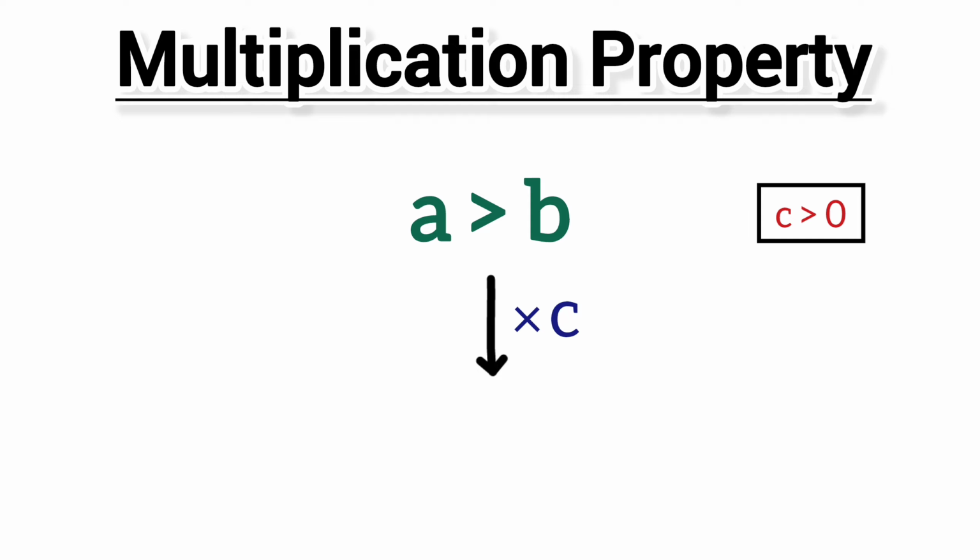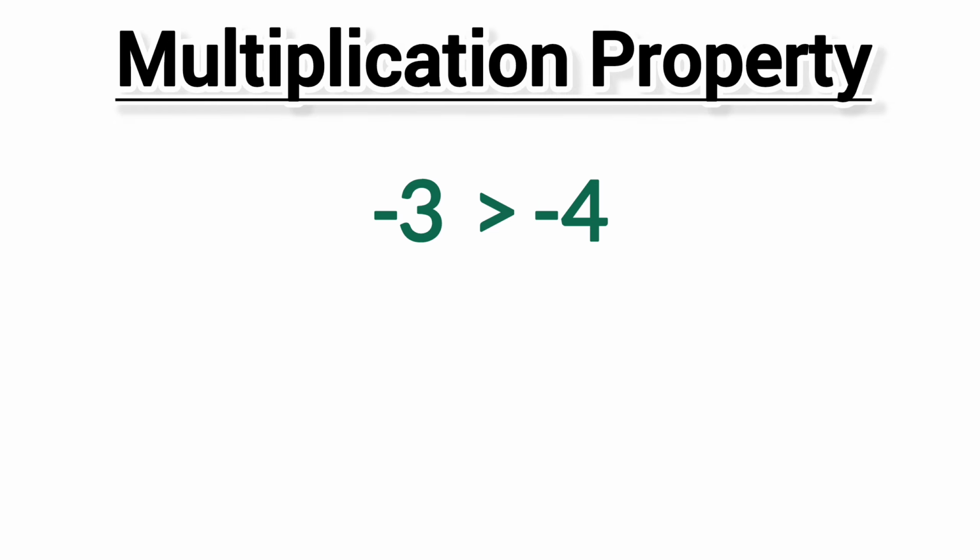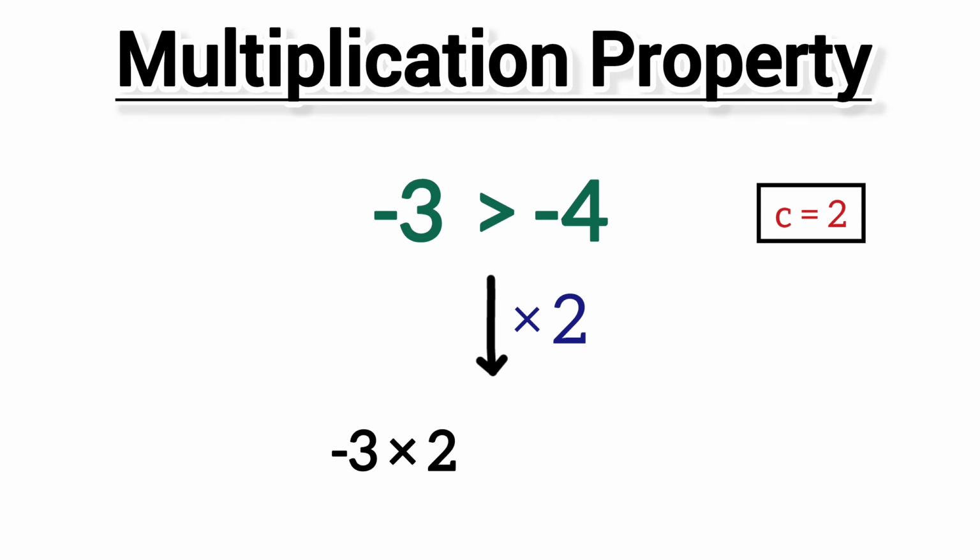Next is multiplication property. You have A greater than B. When we multiply both sides by a positive number, let's say C, AC remains greater than BC. The inequality does not change. For example, minus 3 is greater than minus 4. Let's take C as 2. Minus 3 into 2 is minus 6. Minus 4 into 2, minus 8. And minus 6 remains greater than minus 8.